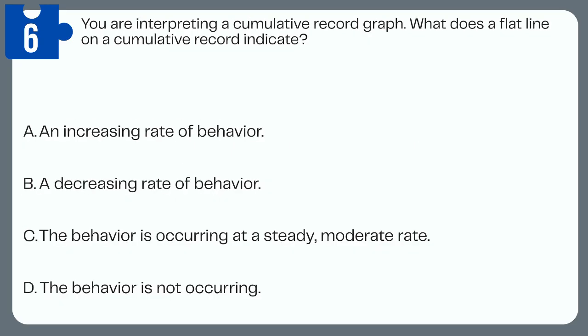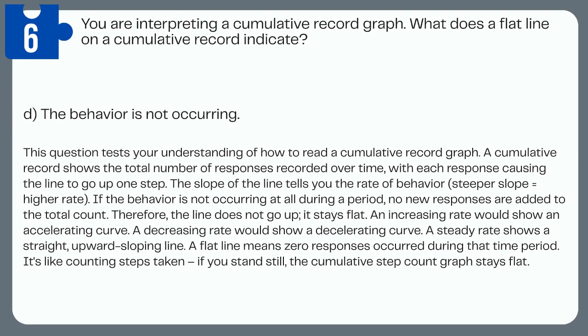Question 6. You are interpreting a cumulative record graph. What does a flat line on a cumulative record indicate? A. An increasing rate of behavior. B. A decreasing rate of behavior. C. The behavior is occurring at a steady, moderate rate. D. The behavior is not occurring. Answer. D. The behavior is not occurring.